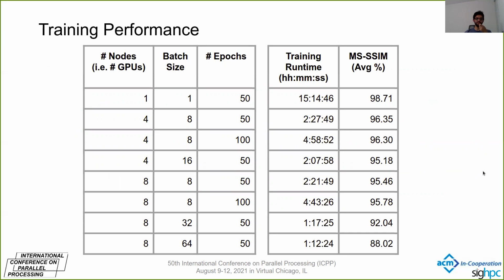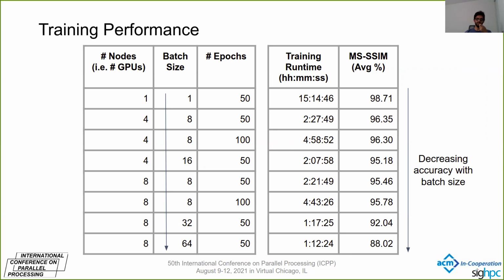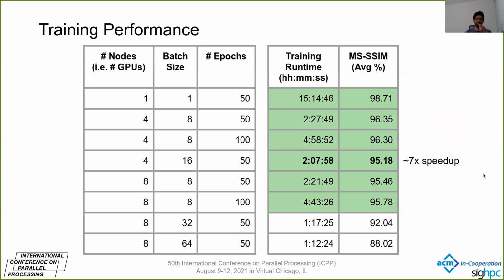The table shows the performance of training enhancement AI with varying number of GPUs and batch size. The accuracy of the trained network decreases with the increasing batch size. This is because the inputs from large batch size trap the optimizer in a local minima, which is closer to the initial start point. In spite of that, we were able to achieve approximately 7-fold speed up with the accuracy within the acceptable range.